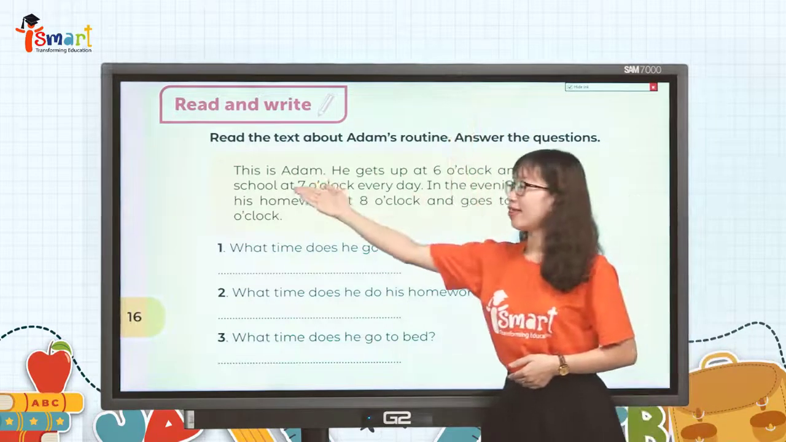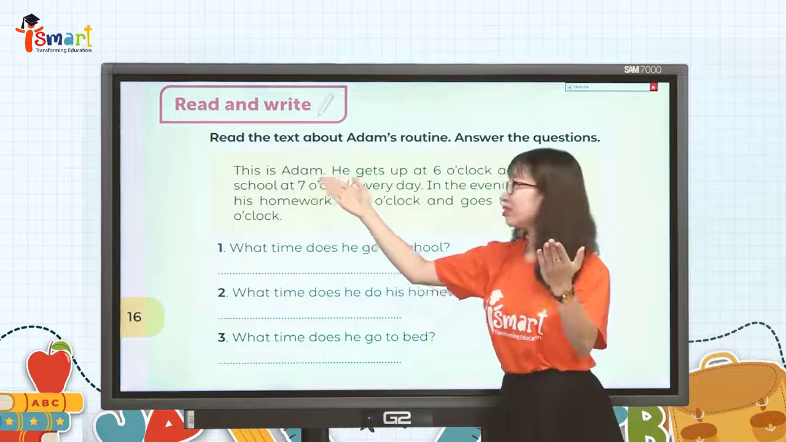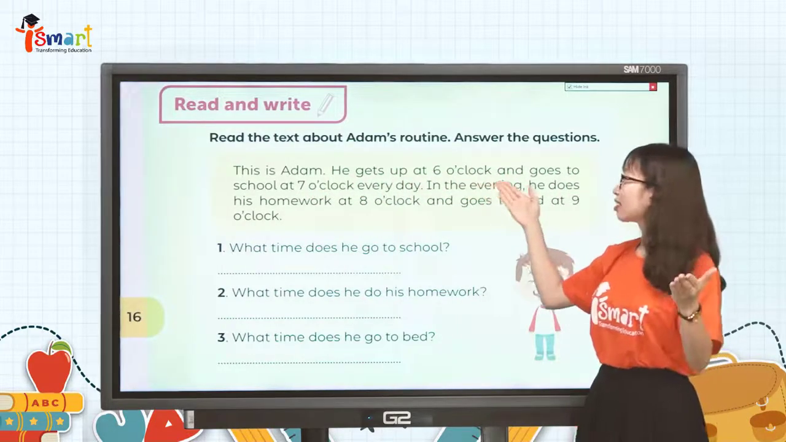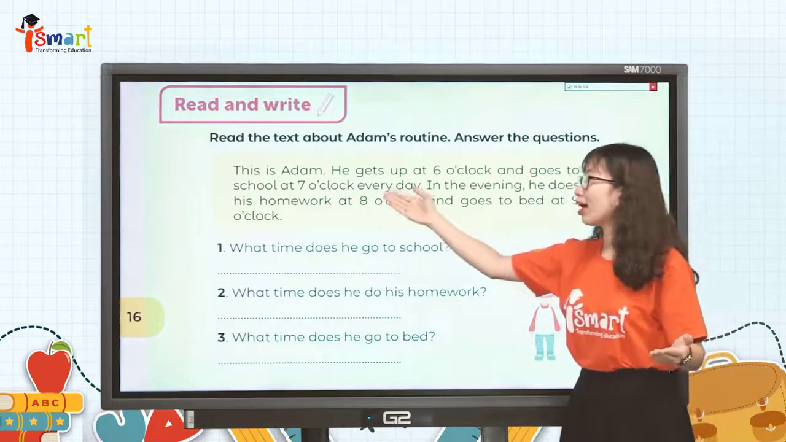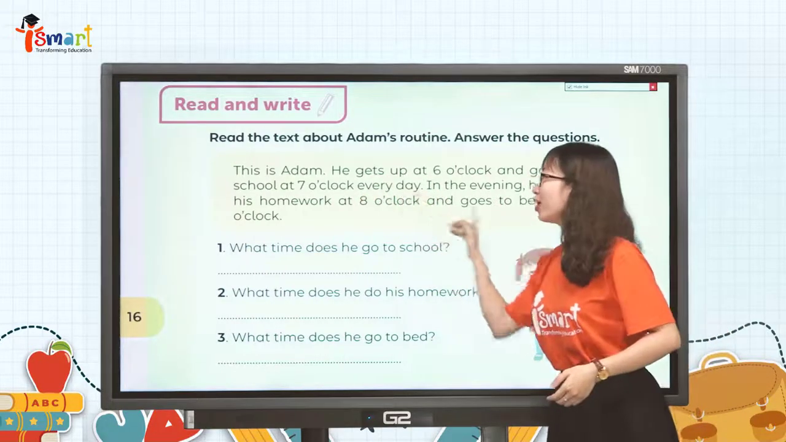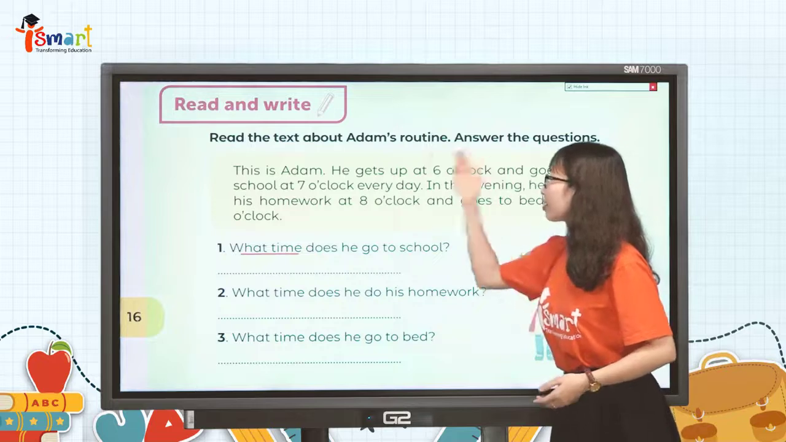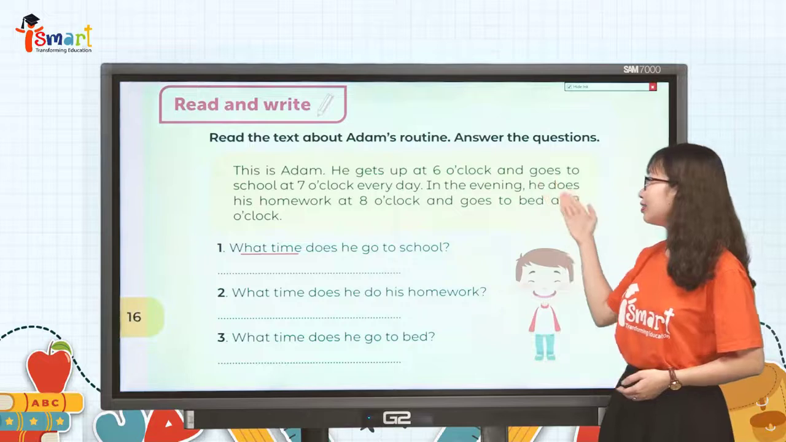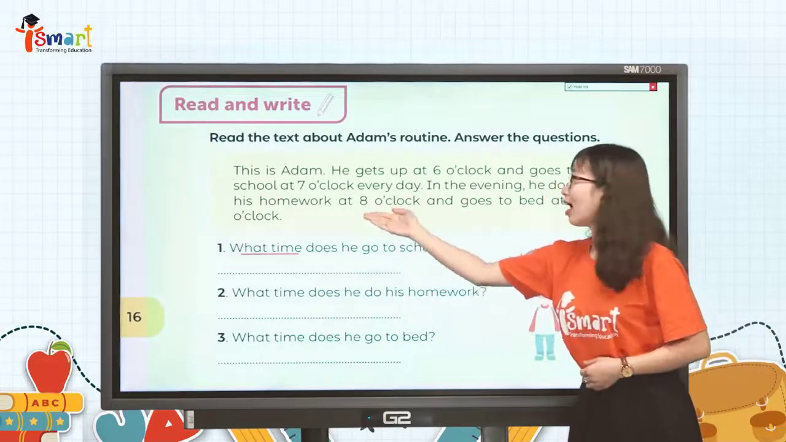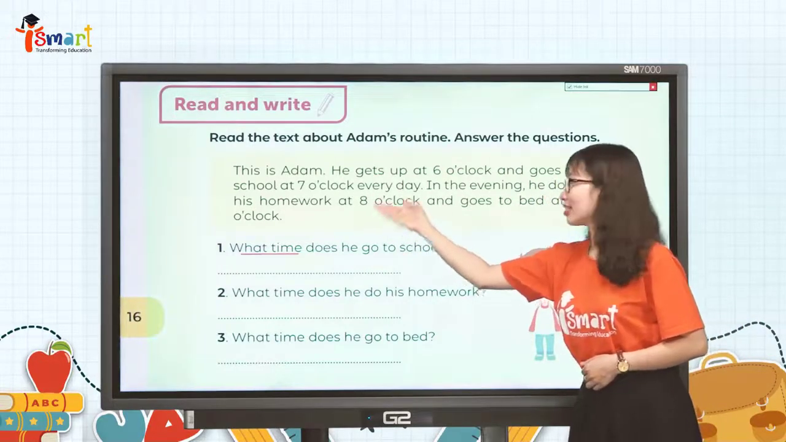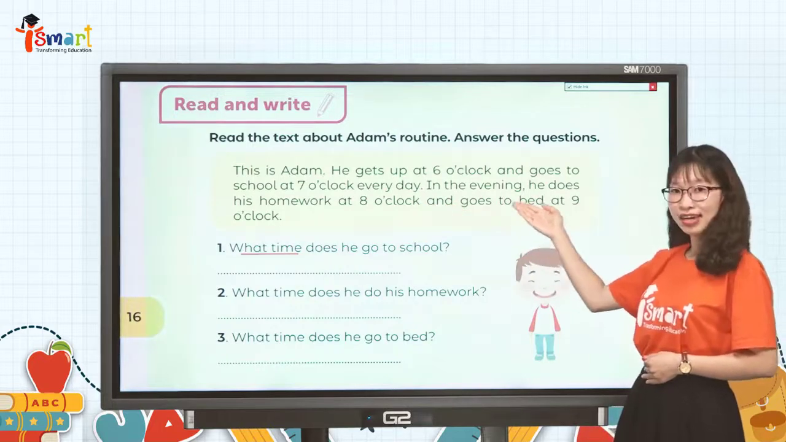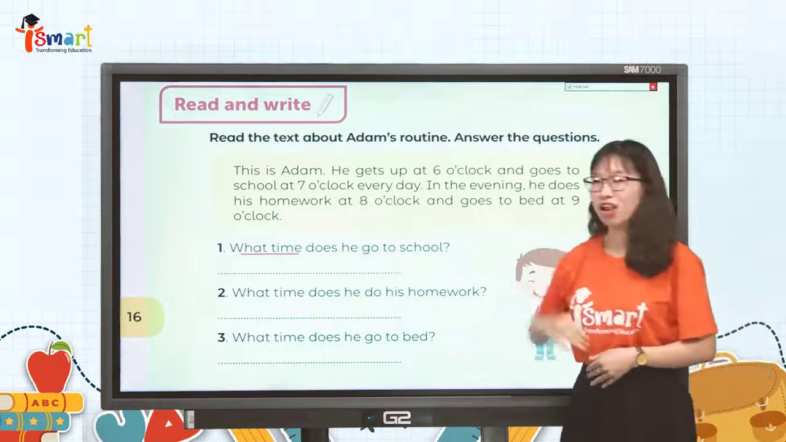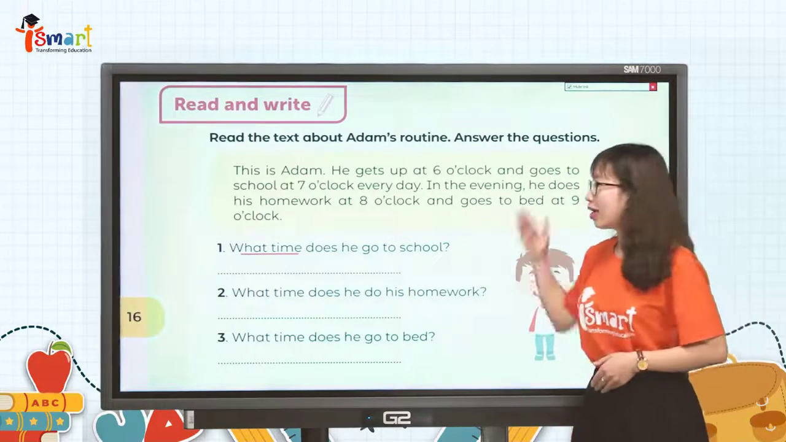Okay? This is Adam. He gets up at 6 o'clock and goes to school at very good 7 o'clock every day. In the evening, he does his homework at 8 o'clock and at 9 o'clock. Okay, now let's see.